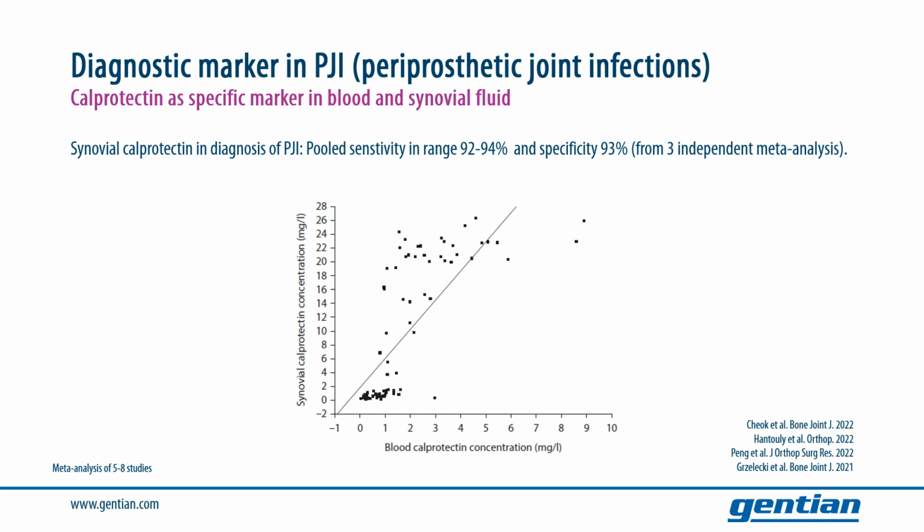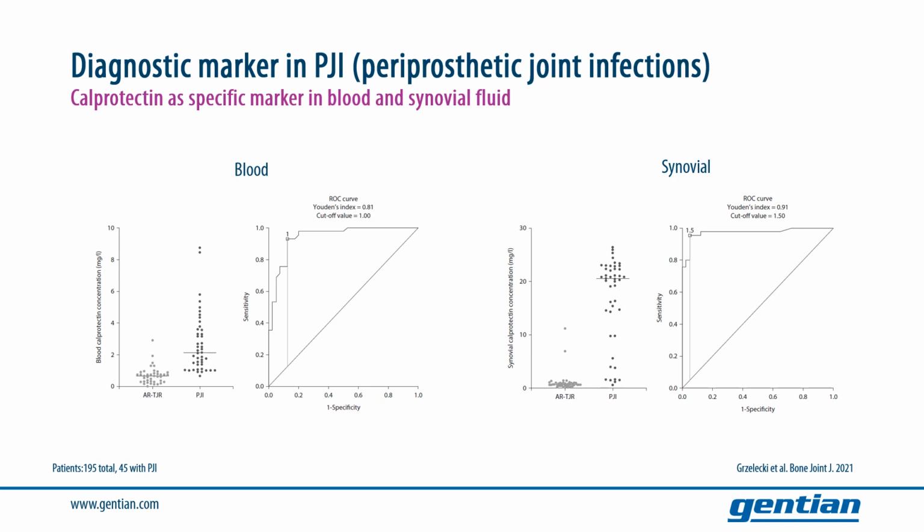Interestingly, one of these studies also directly compared blood calprotectin and synovial calprotectin and found high correlation between the blood and synovial calprotectin with an R of 0.84. In that study, they analyzed 195 patients undergoing primary or revision hip and knee arthroplasty, of which 45 had confirmed chronic PJI. They could show high sensitivity and specificity in synovial fluid measurements, but also in measurements of blood.